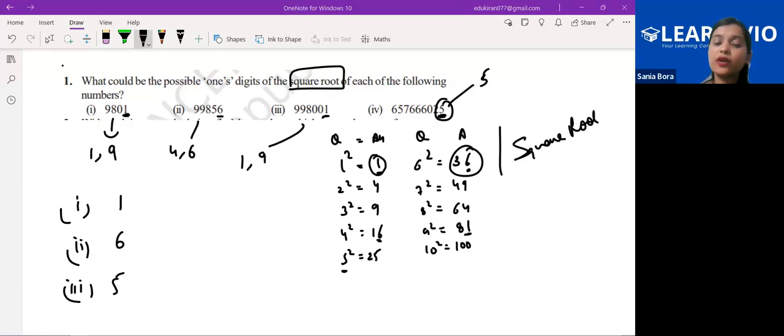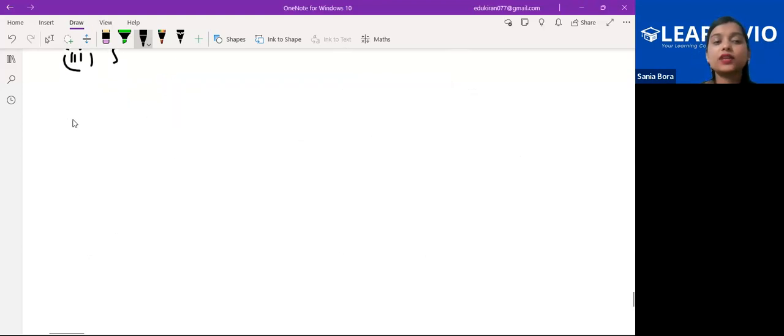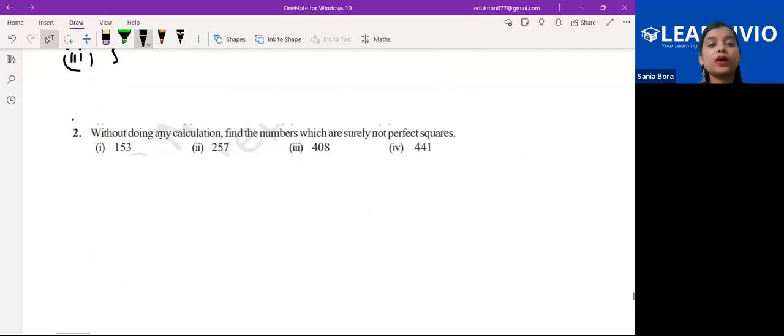Okay. So every time I do the same thing, question and answer, because sometimes we get confused, ma'am, what to write. Right? So if it is square root, that means you have to answer in the question side. And if it is square, then you have to answer from the answer side. Okay. Any doubt? No, ma'am.